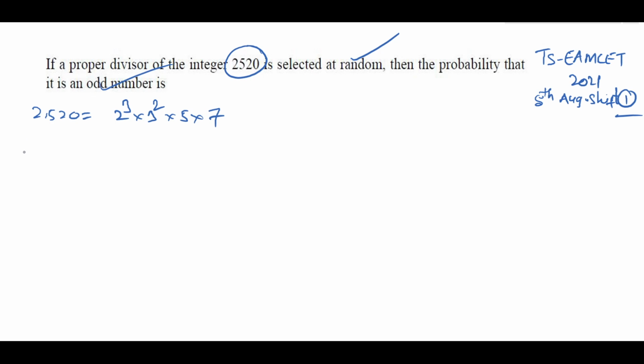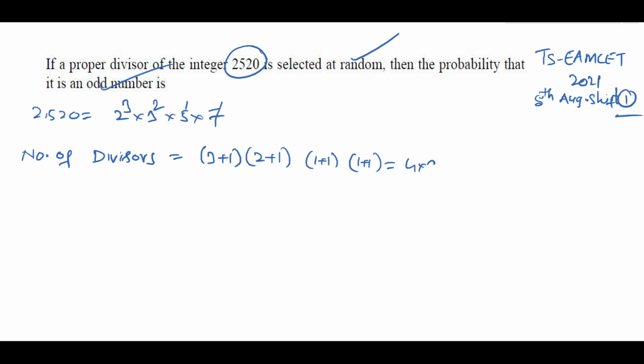So the number of divisors is equal to 3 plus 1. Here 2 cube is written as 3 plus 1, and 3 square, that is 2 plus 1. Here 5 power 1, that is 1 plus 1, and 7 power 1, this is 1 plus 1, that is equal to 4 into 3 into 2 into 2, that is 4 3s are 12, 24, 48. This is the number of divisors.